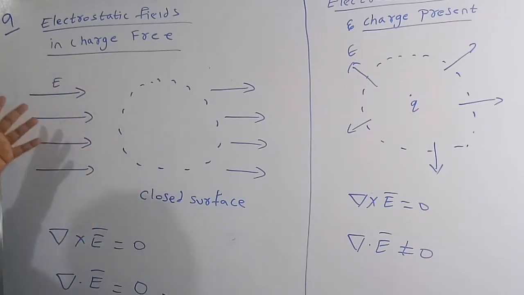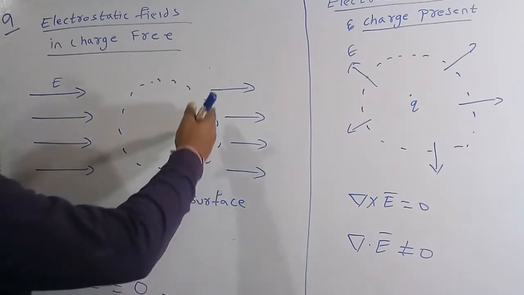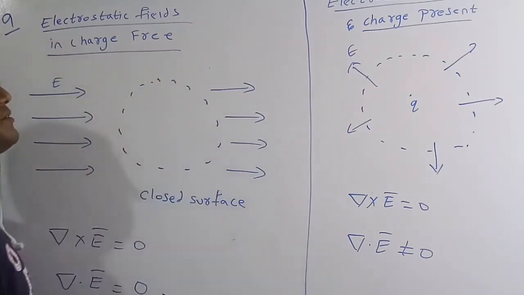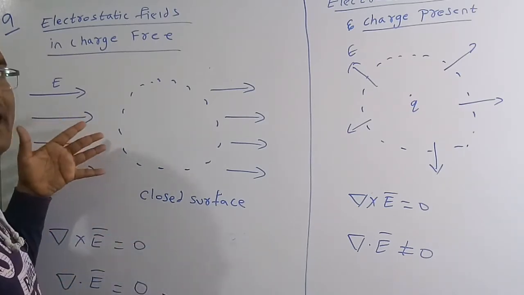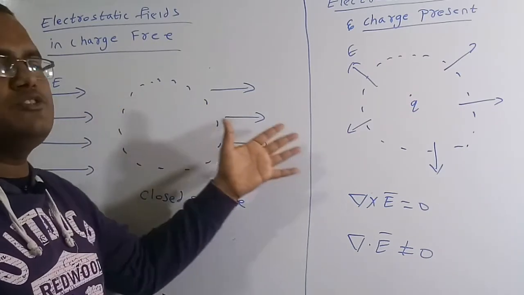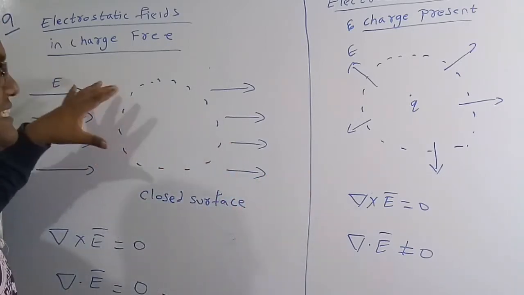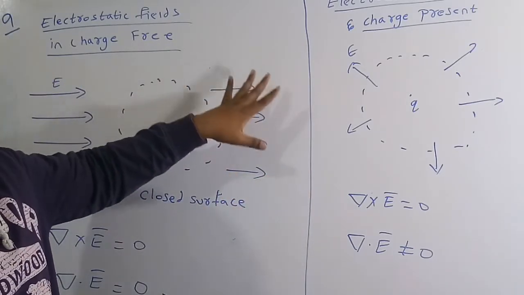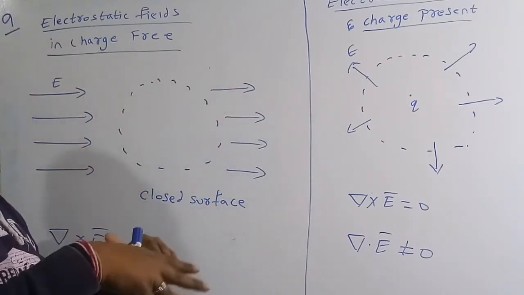So because of the charge, some amount of electric field is going to be present. Suppose I take a closed surface. Here the electric field is going to enter this closed surface and leave the closed surface. It means the number of electric field lines entering is equal to the number of field lines leaving the surface. So we can say whatever the inflow is equal to outflow.